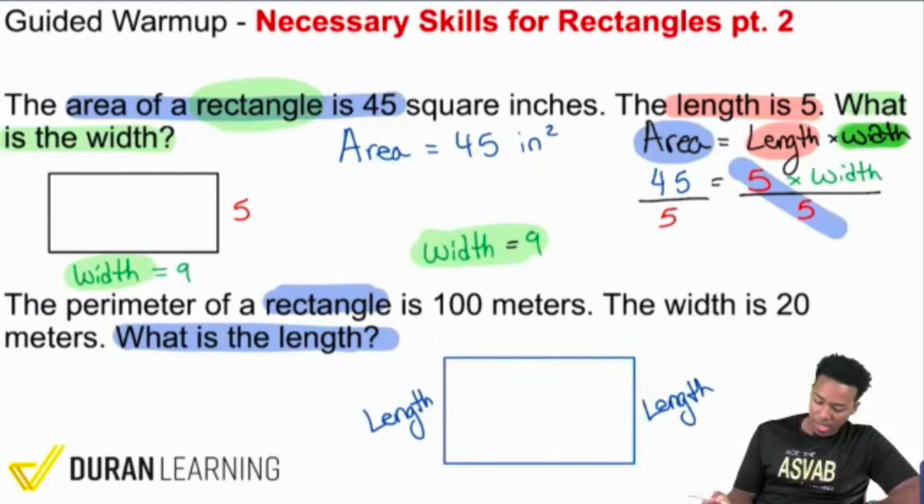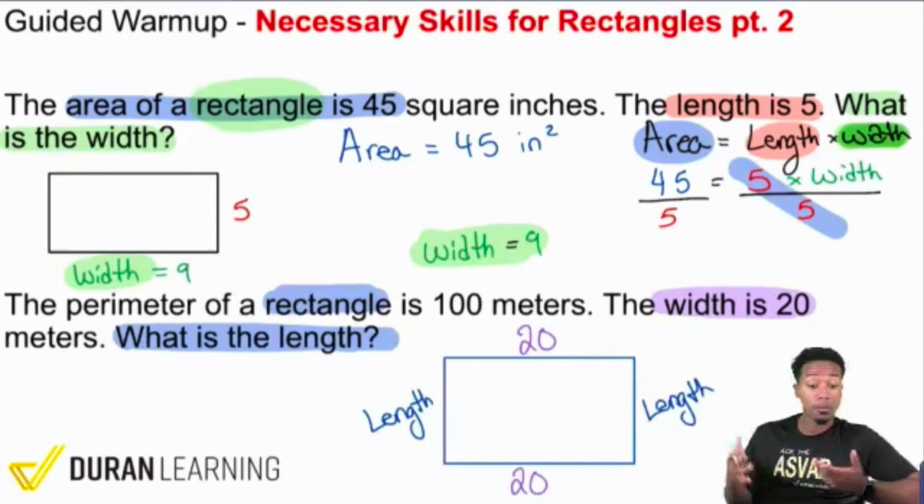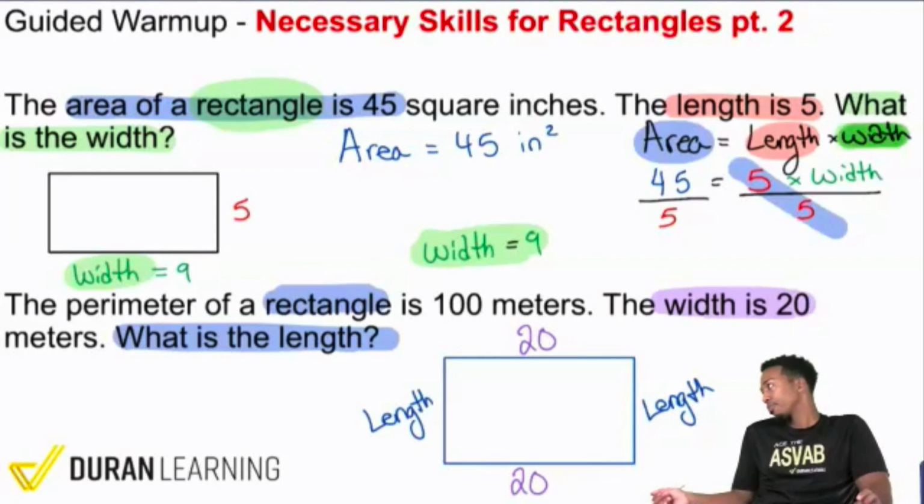And then they tell you that the width is what? What do they tell us that the width is, everybody? 20. That's correct. So let me go ahead and mark that out. Width is 20. So I'll write a 20 up here and a 20 right there. Because remember, the width, top and bottom, length, left and right, or you can switch them up. Doesn't really matter. But there we have it.